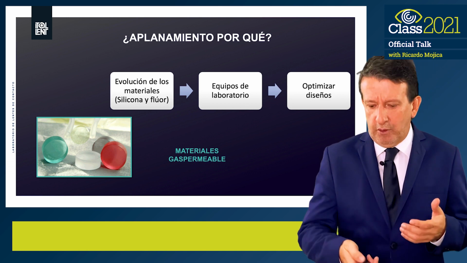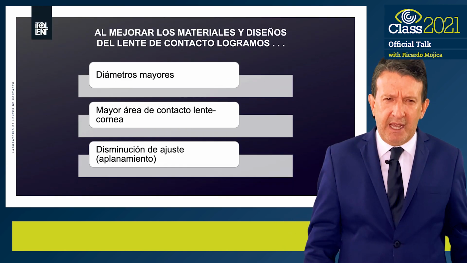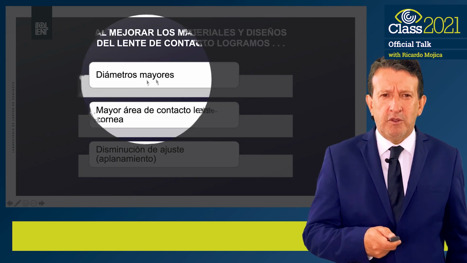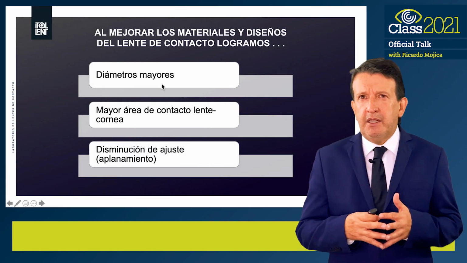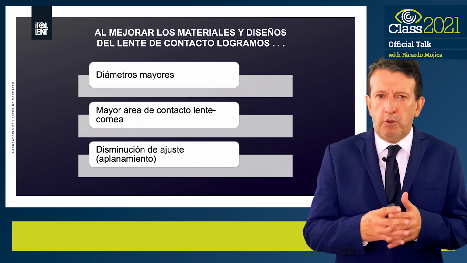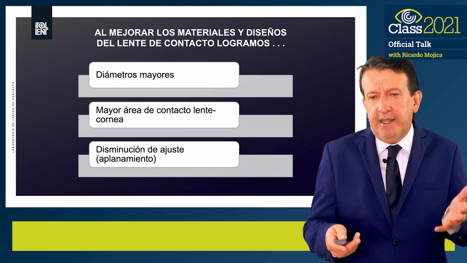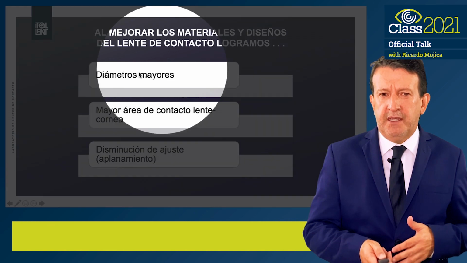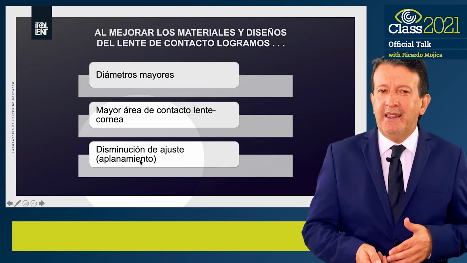And by improving the materials and the designs of the contact lenses that we achieved, we can then start to process a larger diameter. And we could already talk about large diameters, and what I tell you is that it is not the same to make an aspherical lens with a diameter of 10 as to make a lenticular with a diameter of 8.5, or a lenticular with a diameter of 9.5 to 9.8 to 10. And that makes the lenticle interface interfere less in the optical area of that patient's pupil. And it will give a greater contact area of the lens with the cornea, and they began to talk about the decrease in the adjustment.